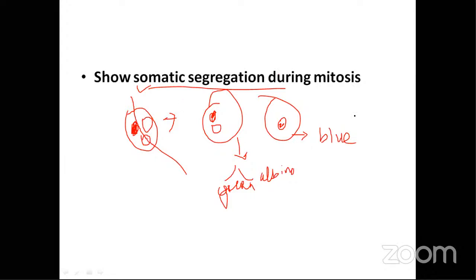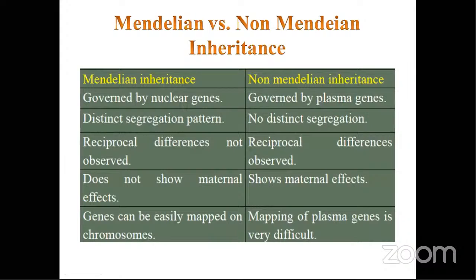Okay, moving to next, what is the difference between, as I told you, Mendelian and non-Mendelian inheritance? I'll be discussing some of the striking features. Mendelian inheritance is governed by the nuclear genes. Non-Mendelian is governed by the plasma genes. Mendelian shows a distinct segregation pattern, but here no distinct segregation pattern is there. Reciprocal differences are not observed in Mendelian, but in non-Mendelian you can see reciprocal differences. Mendelian does not show any maternal effect, but non-Mendelian will show maternal effect.